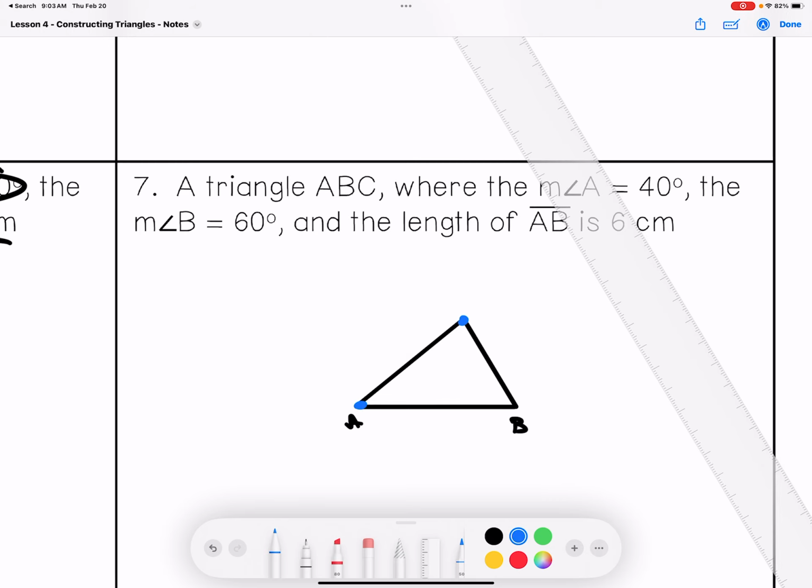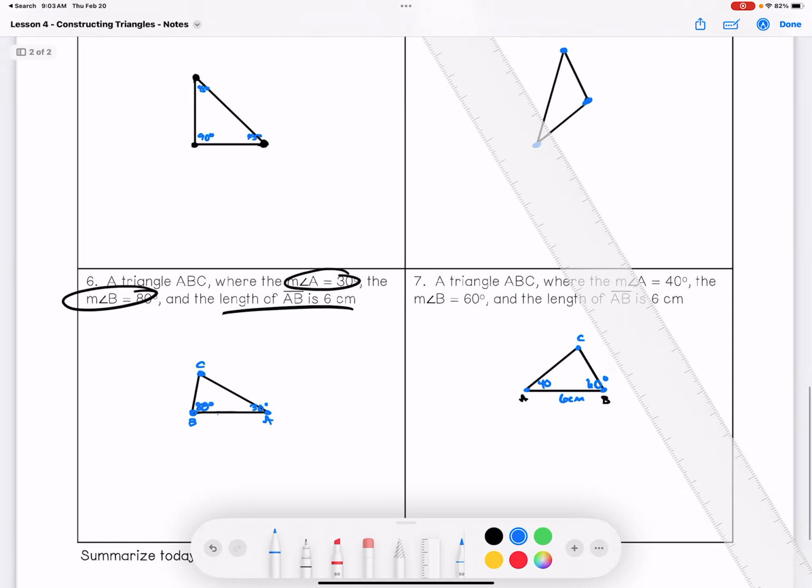So you have A, B, and C. This one, go ahead and label them once you do them. 40, and this is 6 centimeters. All right.